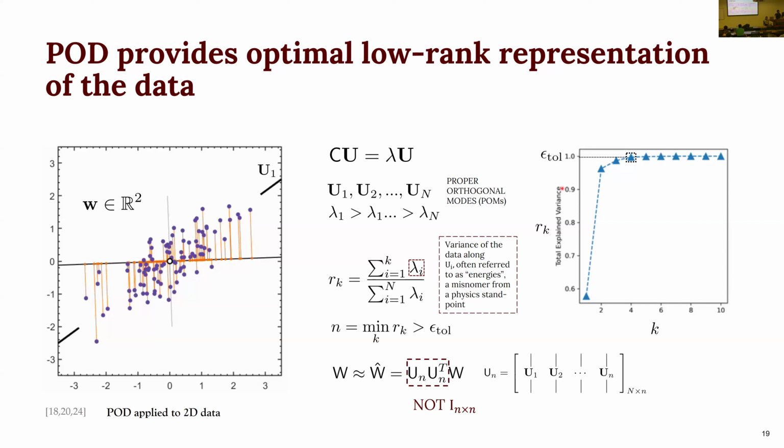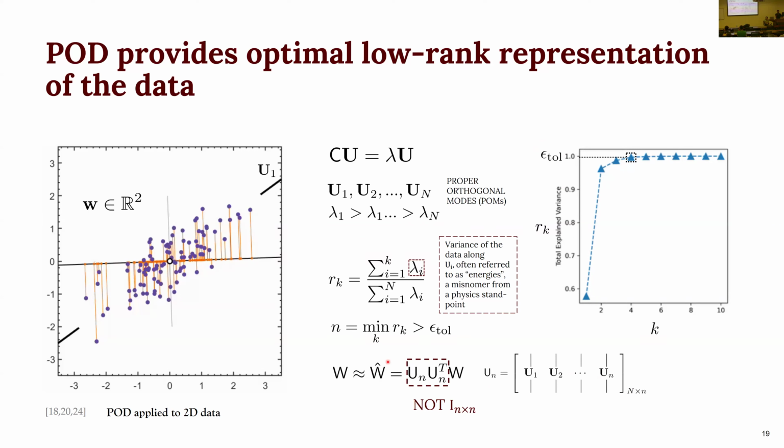Now, once we have n, we can form this matrix containing the basis vectors u1 to u small n, and note this, check the size, capital N cross small n. And now we can project this data onto this reduced subspace and get an approximation u hat.